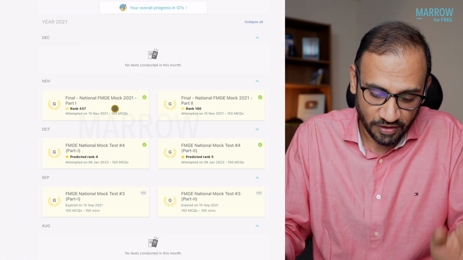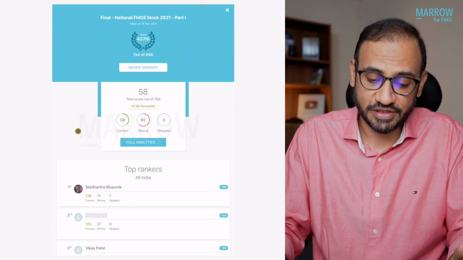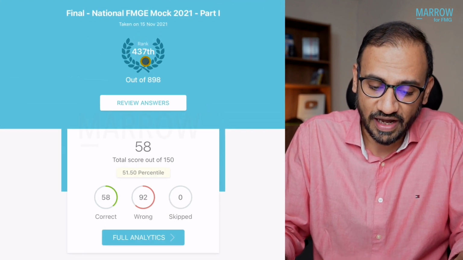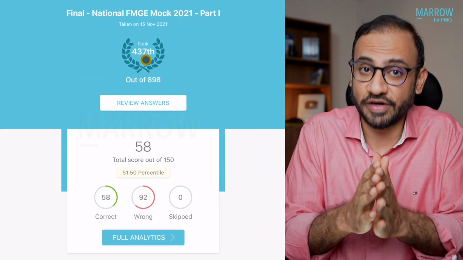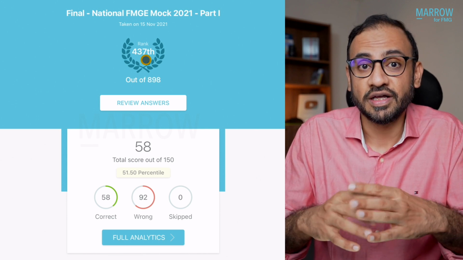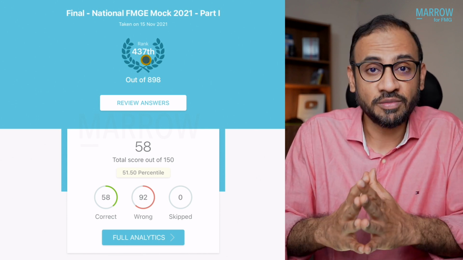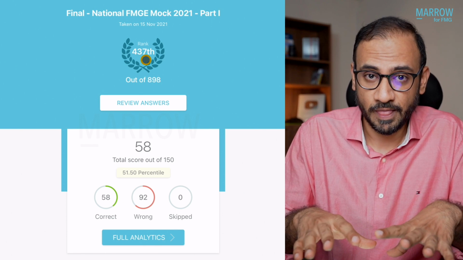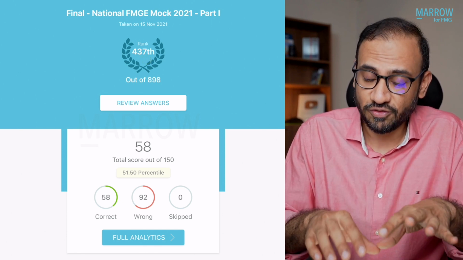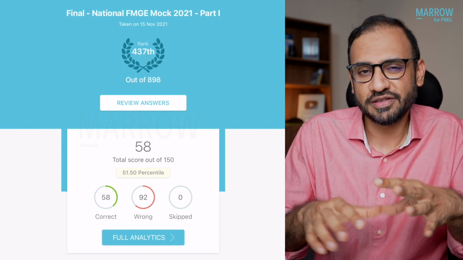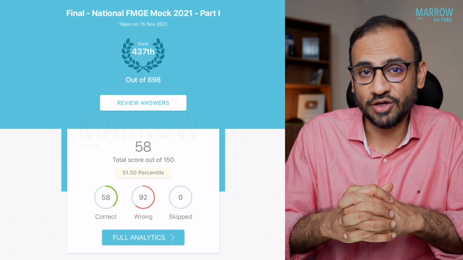It means it's done. Open it up. So this is the first thing that you will see. You will see a rank here. This is the rank based on the number of people who have attempted this exam. Now, Marrow being a big tool, a popular platform, most of the students use this. So if you can see this rank yourself over here, it will usually be the true representation of where you stand in the competition.